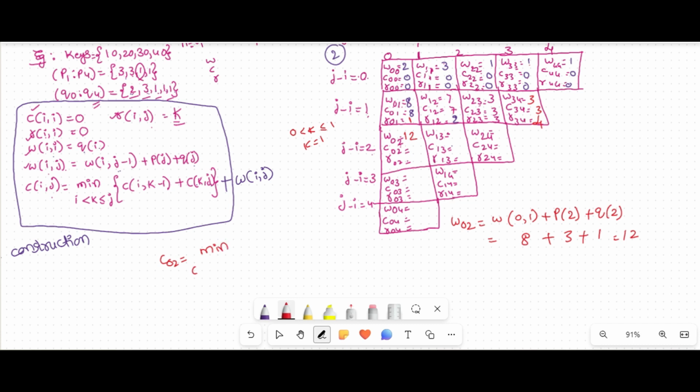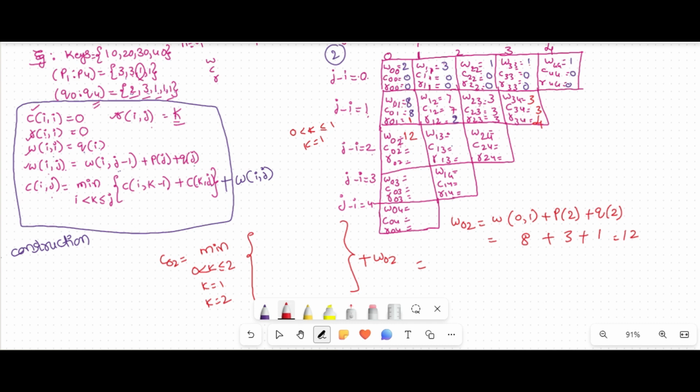C02 is a minimum of 0 less than k less than or equal to 2. Now what are the possible values of k? So k equal to 1 is one possibility. K is 2 is another possibility. Two values we have to calculate. From that you have to write a minimum plus W02. Then you will get the answer.